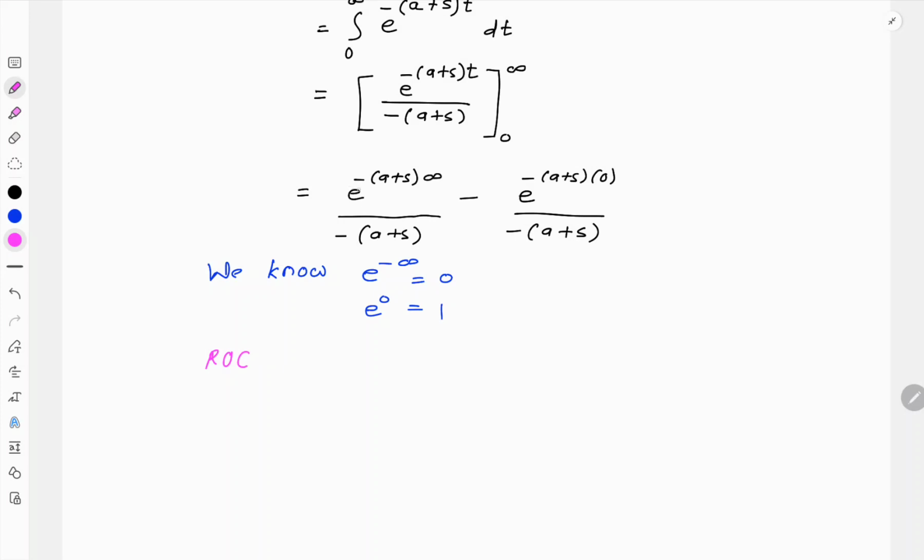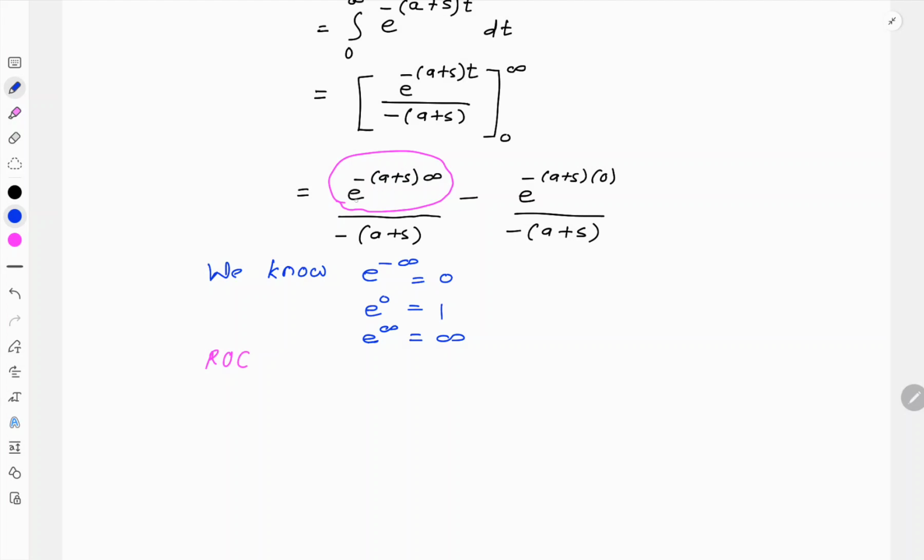Now let us consider the first term, which is e raised to minus a plus s into infinity. So this term is e raised to minus infinity, which is equal to 0. If this term becomes e raised to plus infinity, in that case we have e raised to infinity equal to infinity. So our answer will become infinity if we have e raised to plus infinity in our equation.